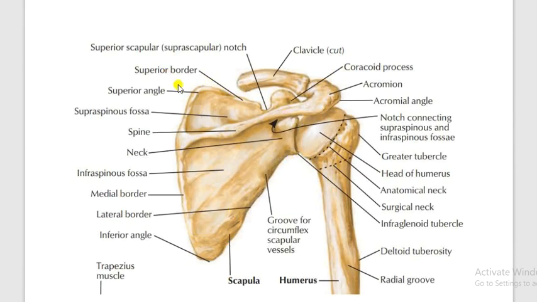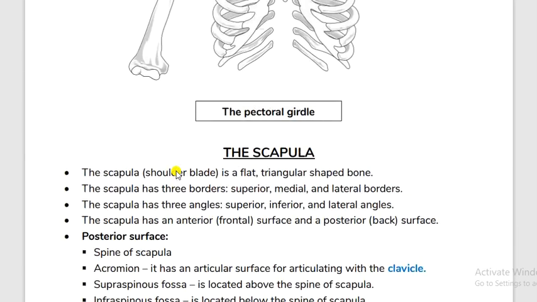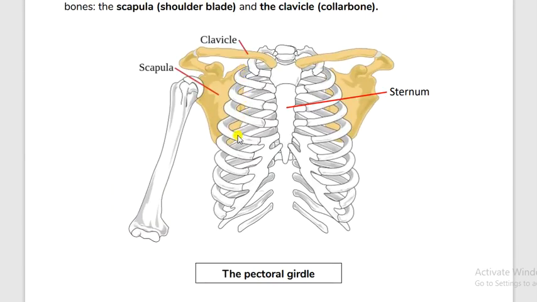These are borders or margins. So this is the medial border. It is called medial because it faces towards the body. Lateral because it is away from the body. This is the body here. So lateral border, lateral means it is away from the body. Medial means it is towards the body. And then this is the superior border. So lateral border, medial border, and superior border.